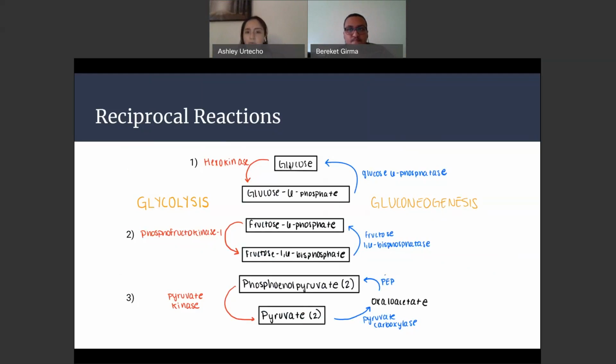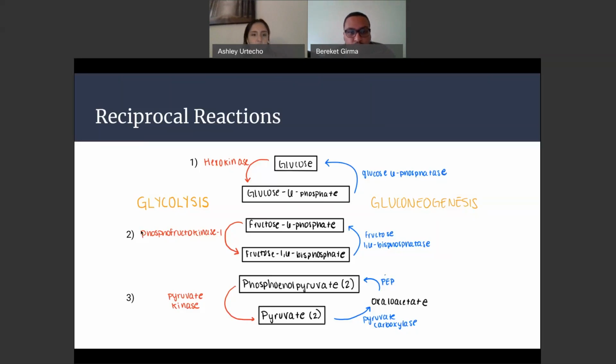Like I said before, it phosphorylates glucose on the 6th carbon. So gluconeogenesis will do the opposite. It takes glucose 6-phosphate and removes the phosphate on the 6th carbon. It uses phosphatase to do that.